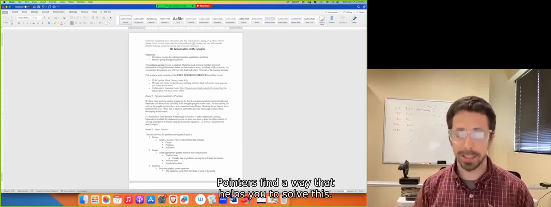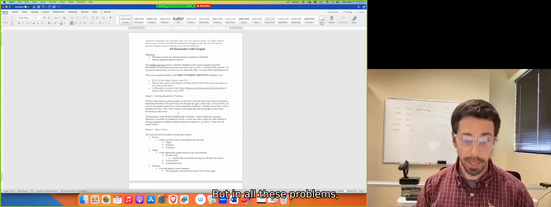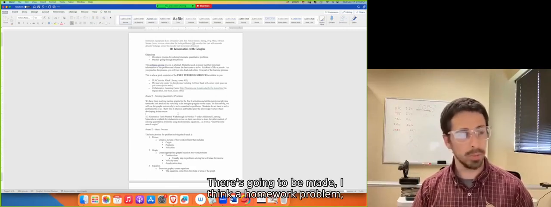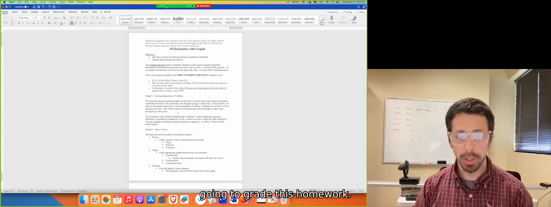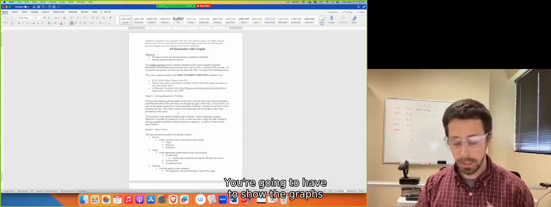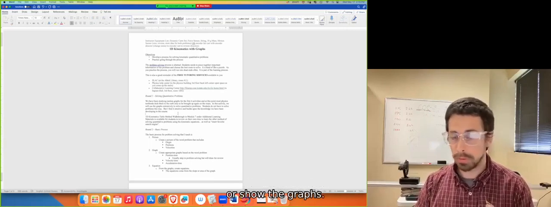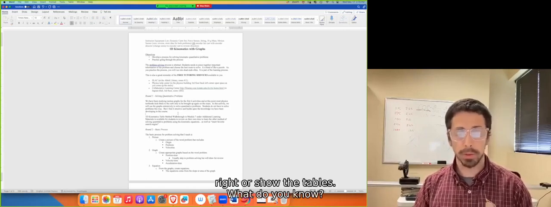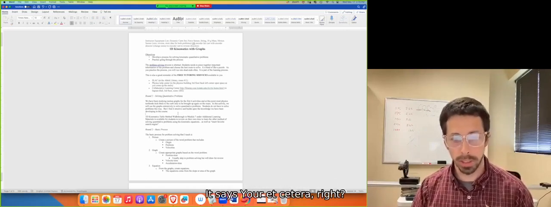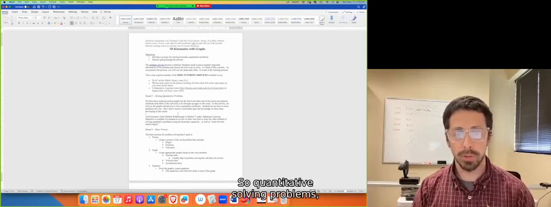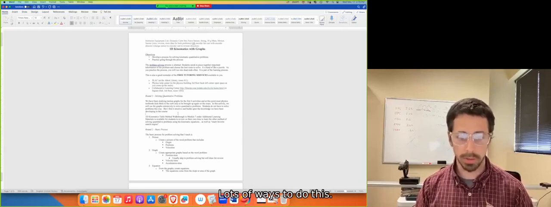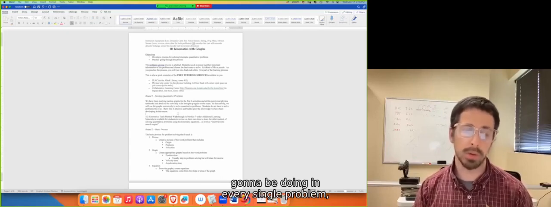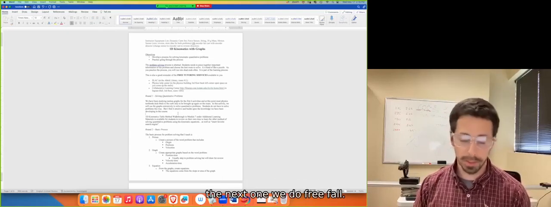The point is, find a way that helps you to solve this. But in all these problems, we expect to really see 3 things. There's going to be, I think, a homework problem. That's where we're going to grade this homework, and you're going to have to show the picture, right? You're going to have to show the graphs. And then you're going to have to show us how you got these equations, or show the tables. What do you know? What don't you know? Etc., etc., right? So quantitative solving problems, lots of ways to do this. But round 2 outlines that basic process that we're going to be doing in every single problem, essentially for this activity.